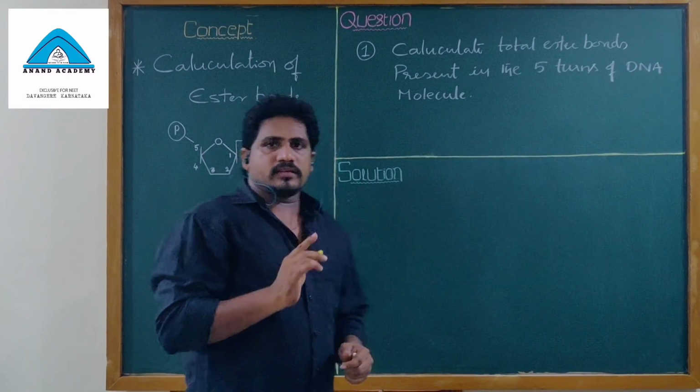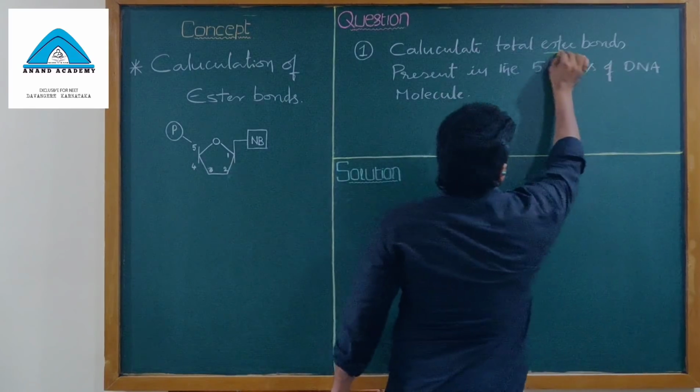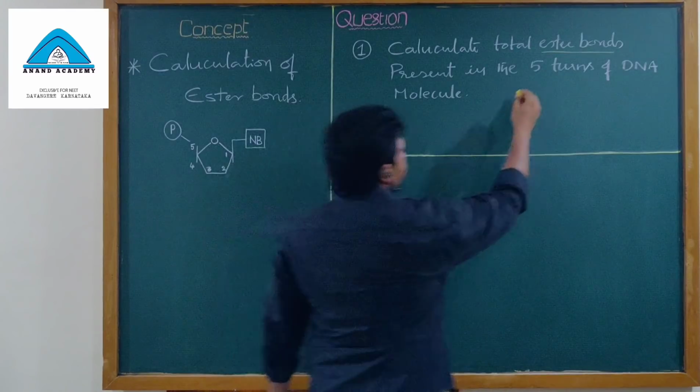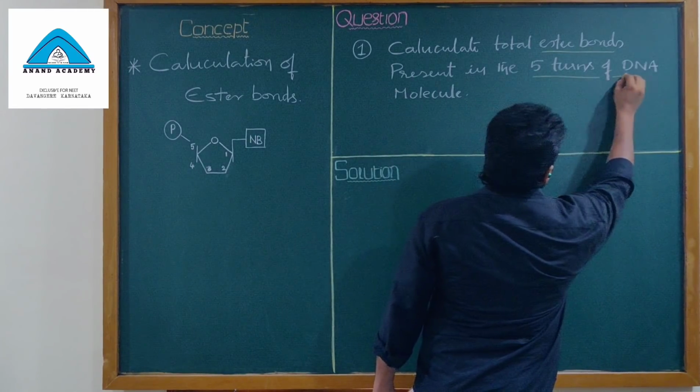What is the data given in the question? Simply, they are asking us to find ester bonds. In the question they have given data, that is DNA, which is in 5 turns.